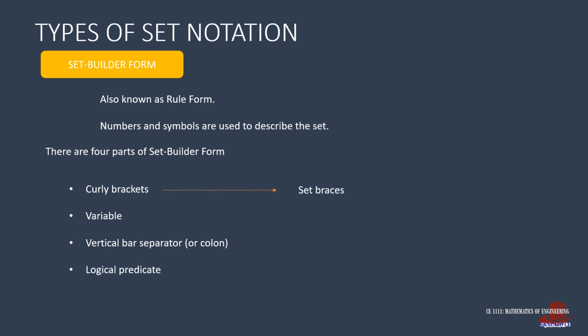The curly brackets are called set braces. The variable is commonly x, although one can use different variables of their preference. The vertical separator can be a bar or a colon. The logical predicate contains the rules or conditions to describe the sets.